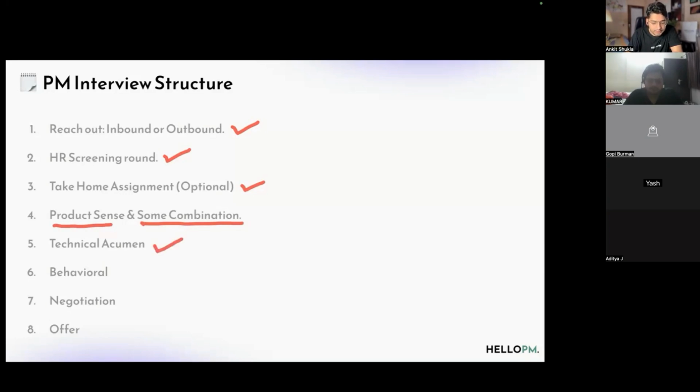After that, they also check for technical acumen, whether you can work better with the engineers, whether you have the mind and curiosity to understand technology or not. And then eventually, there are going to be some behavioral questions where they will understand your personality, how good of a stakeholder manager you are. And then eventually, you are going to do some negotiation, and eventually, you are going to get an offer. This is the general flow that is followed across the interviews. Some interviews might vary here and there, but most of the time, this is what is being followed.